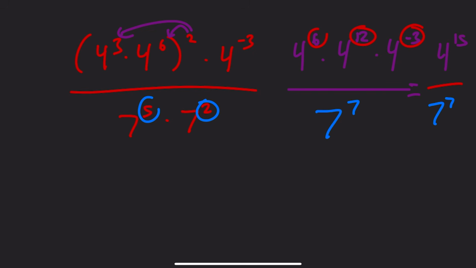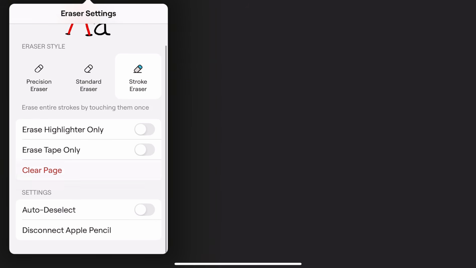Okay? Let me make this look a little bit nicer. Okay, that's it. Because 4 and 7 are different bases, so we are done in this case. Okay, let's do 4 more problems, and we're going to do scientific notation now.